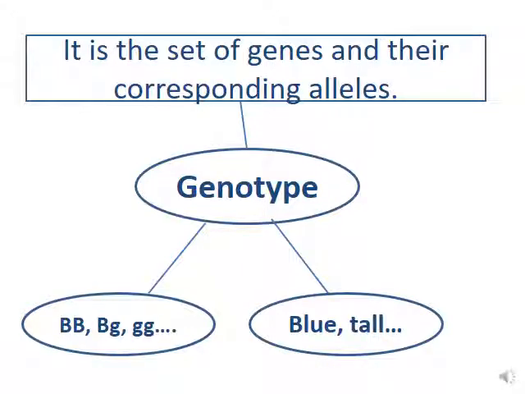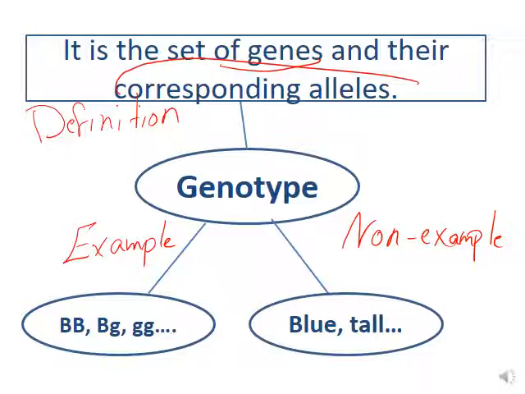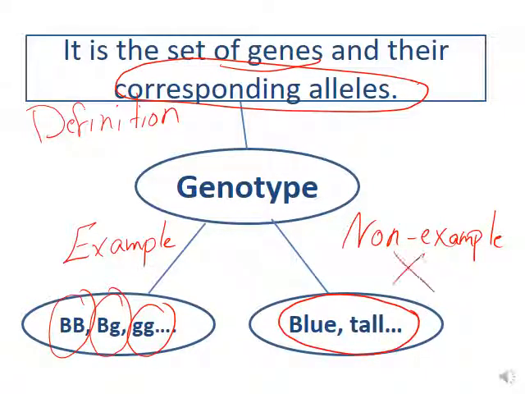So genotype, here is Frayer's model. Here we have example. Here we have a non-example, if you want to say. And the first box, it will be the definition. So what is the definition of the genotype? It is the set of genes, the group of genes, and their corresponding alleles. Example, BB, BG, GG, this is called the genotype. While these, blue and tall, they are not the genotype, this is a non-example. We will see they are called the phenotype.